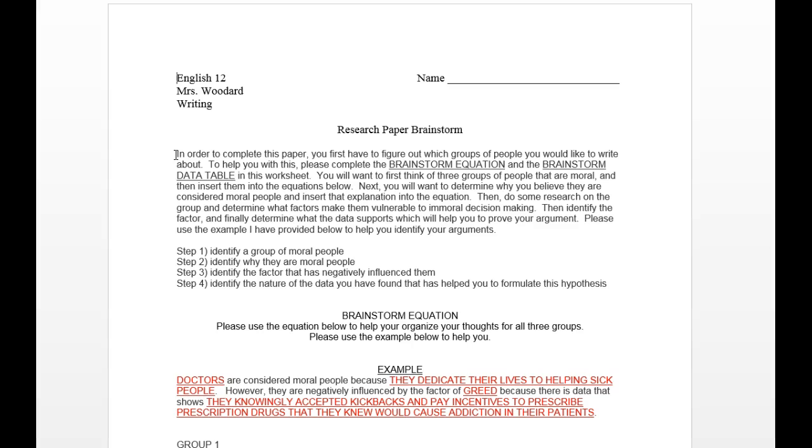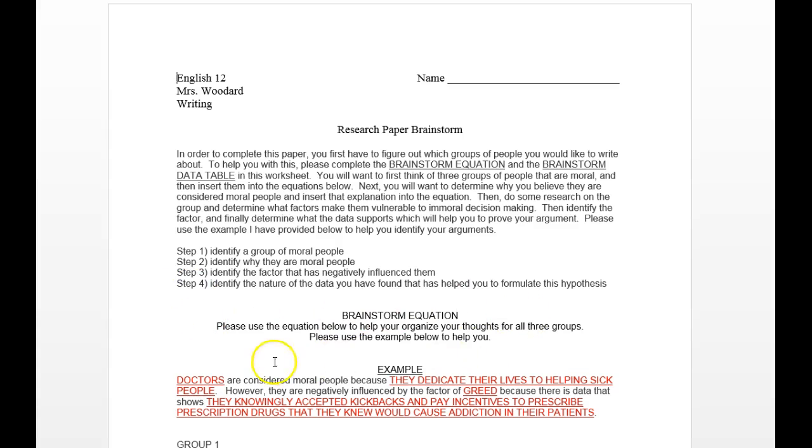So then you want to think about what type of crimes these people are known for doing, and then try to analyze what factor made them commit those crimes. Then identify the factor and finally determine what the data supports, which will help you to prove your argument. Please use the example I've provided to help you identify your arguments. So here are 4 steps. First one is identify a group of moral people. Step 2 is identify why they are moral. Step 3, identify the factor that has negatively influenced them. And step 4, identify the nature of the data that you've found that has helped you to formulate the hypothesis.